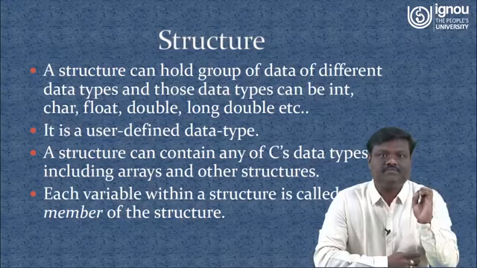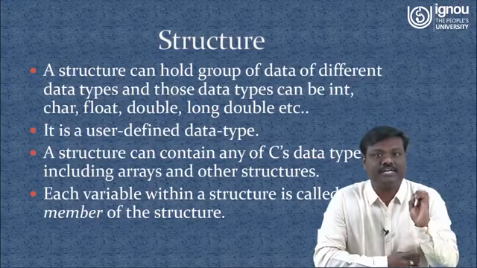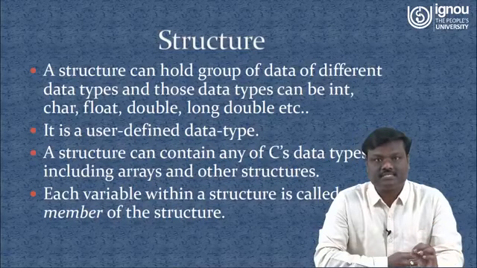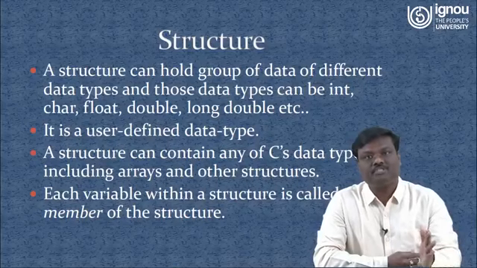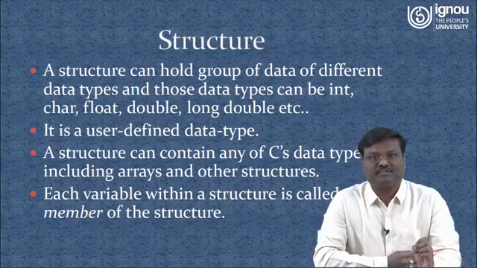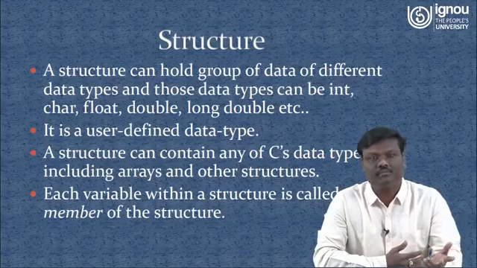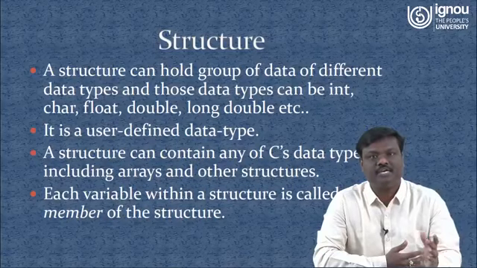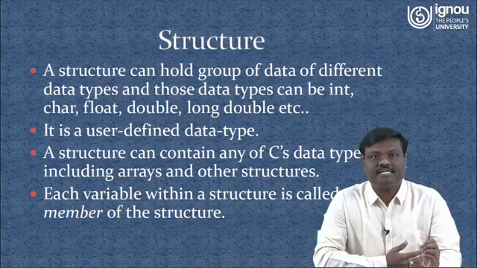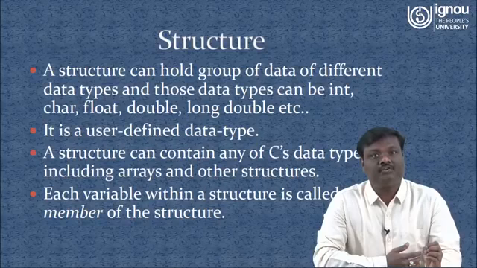This structure can be defined as a user defined data type, like the arrays. This doesn't come under the primitive data types. However, all the primitive data types we can use in the structure. It can hold a group of data of different data types, and those data types can be int, character, float, double, long double. So all these data types can be grouped and held in a single structure. It contains any of the C data types, including arrays and other structures also. That also we will see in the later part of the session.